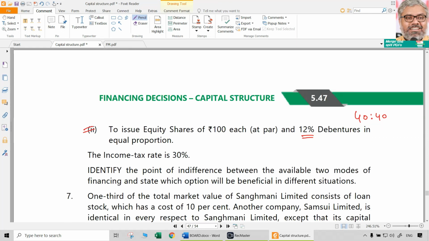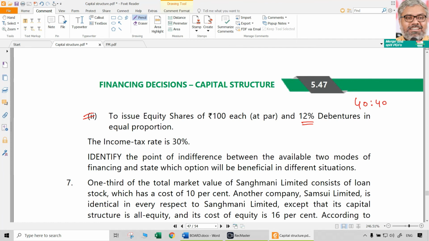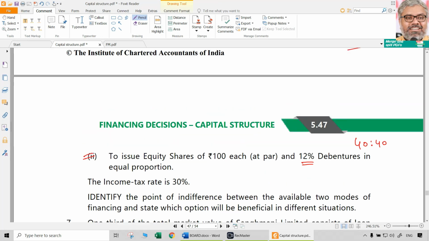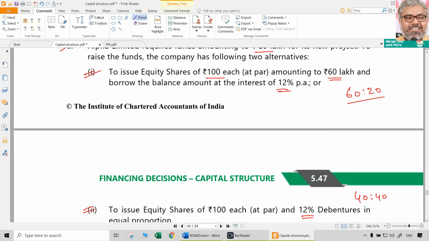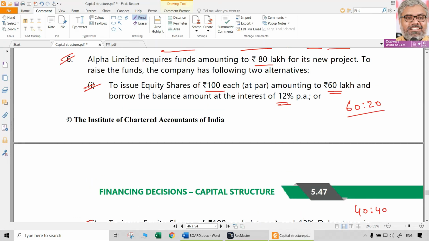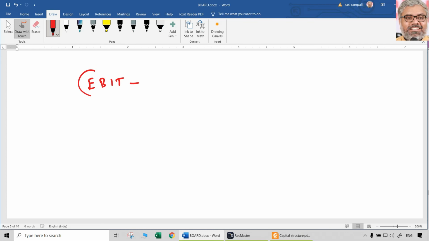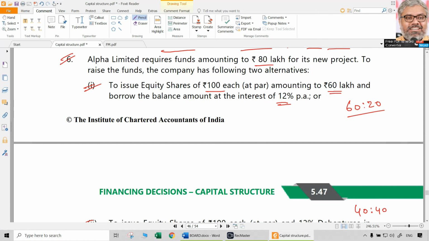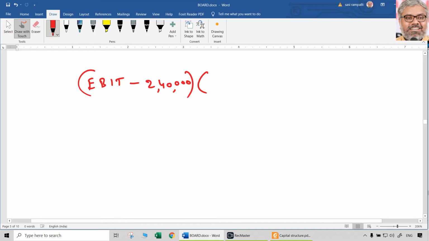That's what we first have to understand. Now what is asked here? What is the point of indifference between the available two modes of financing, and state which option will be beneficial in different situations? Anyway, first let us find the indifference point. The indifference point formula can be directly applied here. EBIT is what we have to calculate. Minus I1, the interest in the first alternative. It will be how much? 20 lakhs rupees debt to be raised at the rate of 12%. So 20 lakhs into 12% means 2,40,000. That is I1. You have to show this calculation separately. Multiplied with 1 minus tax rate.